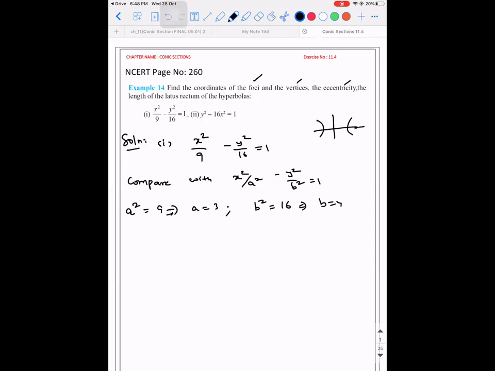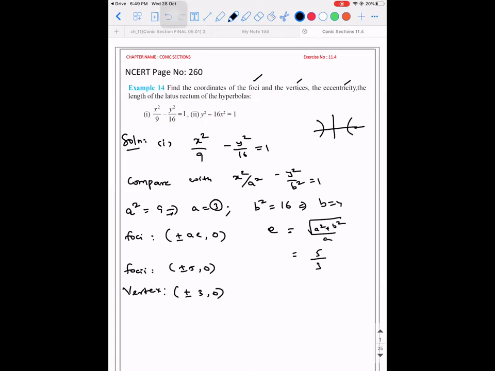So what will be the foci? Foci will be plus or minus ae comma 0, because it's a horizontal one. a we know. What is the value of e, guys? e is equal to root of a square plus b square divided by a. Root of a square plus b square is 3 square plus 4 square, under the root is 5. 5 divided by a, which is 3. So foci will be plus or minus 5 comma 0. Vertex: plus or minus 3 comma 0. Since they have asked for vertices, this is the vertex of the transverse axis. For the conjugate axis, it will be 0 comma plus or minus 4. If anything is not clear, please ask. Eccentricity we have found is 5 by 3.